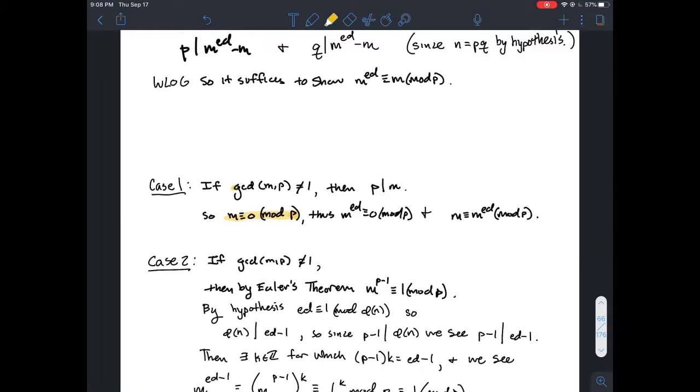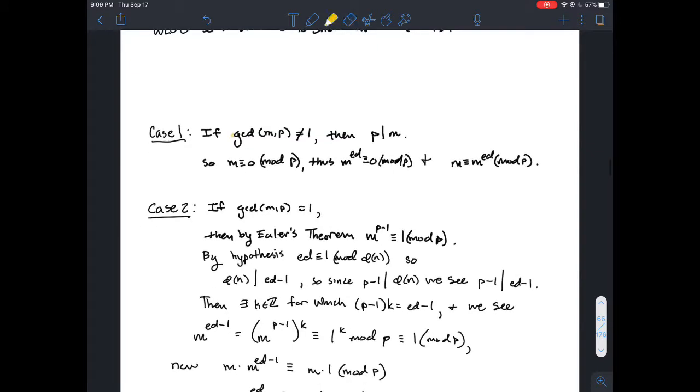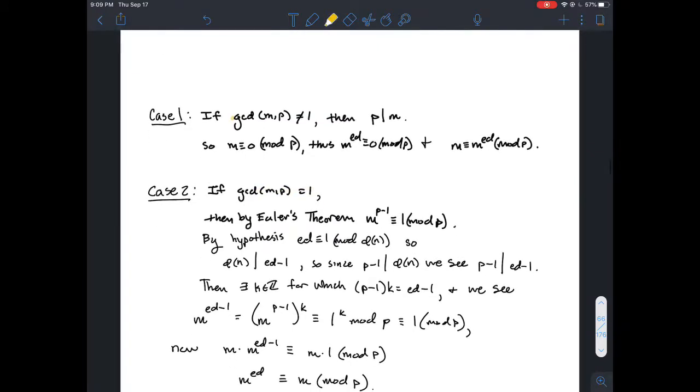So what happens when you take that to a power, such as the power ed? Well, that would still be 0. That would just be 0 to the ed, which is 0. So what did we just show? m is congruent to 0, so is m to the ed, therefore they're congruent to each other, which is part of what I wanted to show. So case 1 is done. If m and p are not relatively prime, then we're good. We get the result. So case 2 is, what if, I see a typo here, what if they are relatively prime? So what if p does not divide m? In that case, I can use Euler's theorem. So by Euler's theorem, m to the p minus first power should be congruent to 1 mod p. Now let's think about what our hypotheses are on this e and this d.